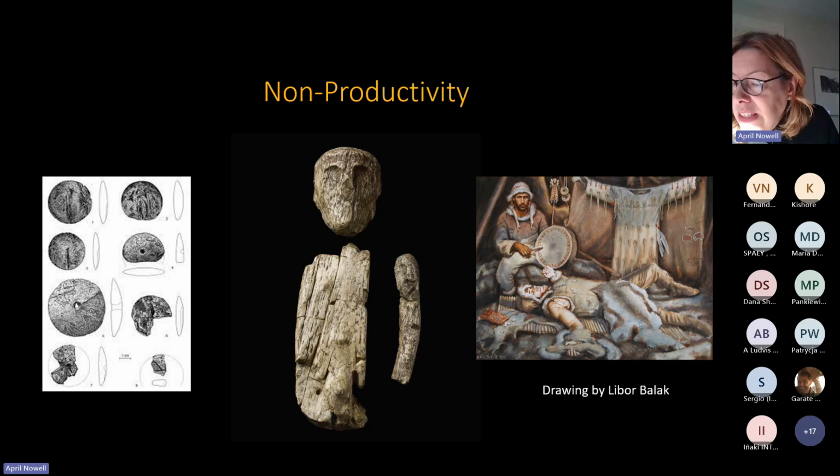And then finally, we considered the idea of non-productivity. So where are we finding these objects, in other words? And we see some really interesting patterns here. So the Pavlovian sites that we've been talking about are obviously famous for ceramics, but they're also famous for having a large number of burials.